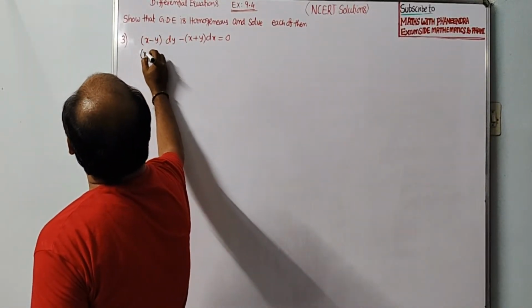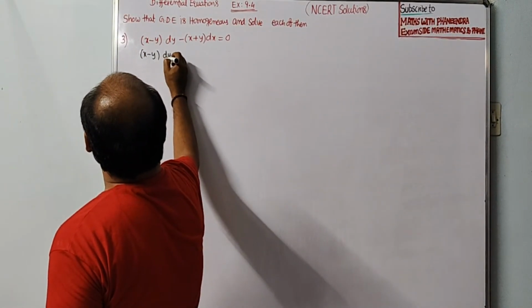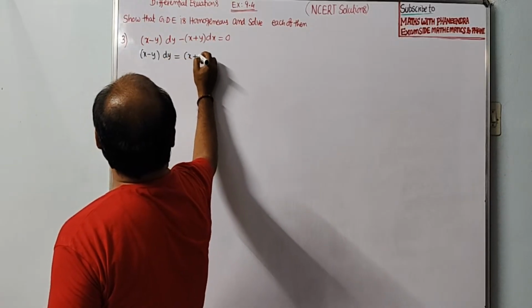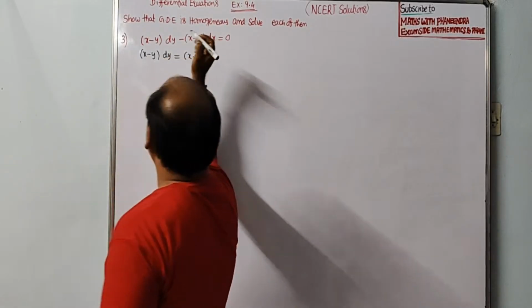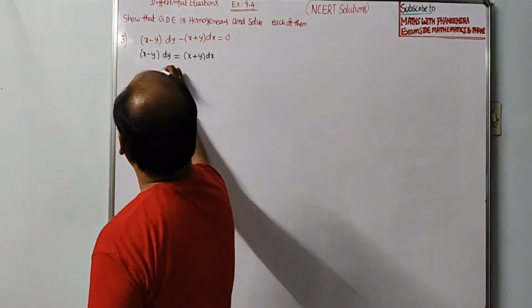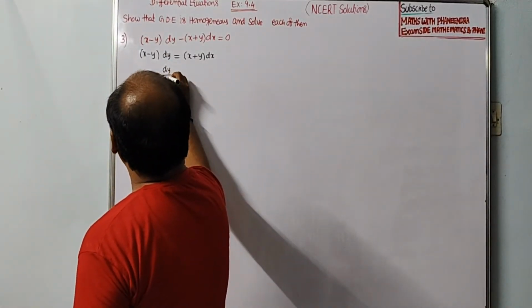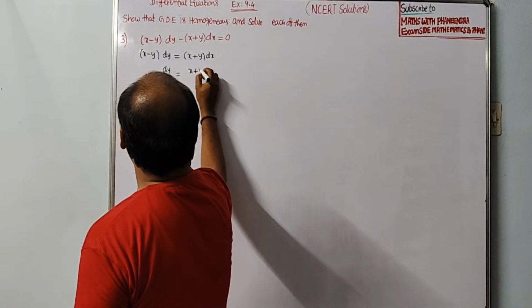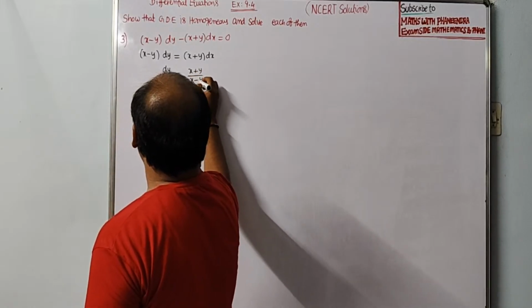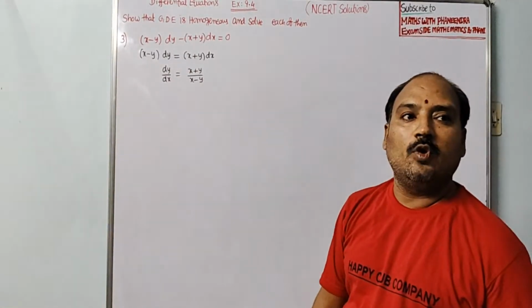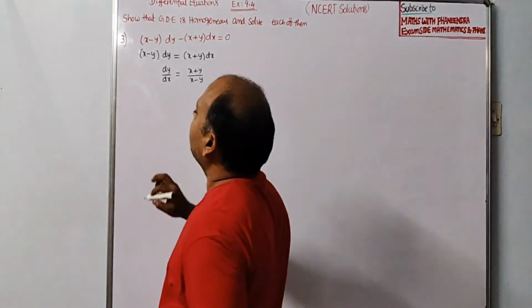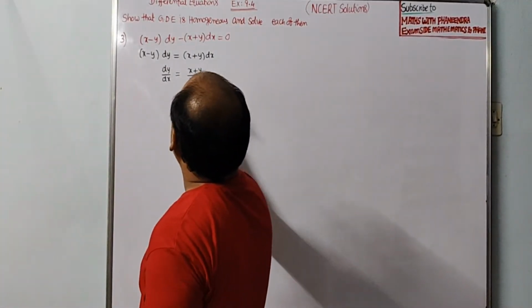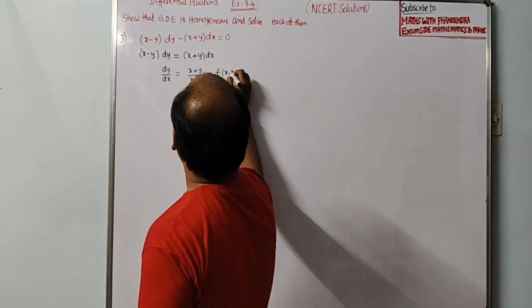So from the given differential equation, x minus y into dy equal to x plus y into dx. Bring dx to this side. dy by dx equal to x plus y divided by x minus y. After that, this is f of x comma y we are taking.